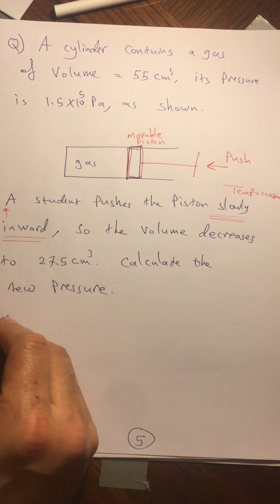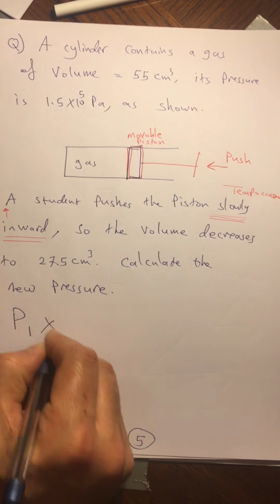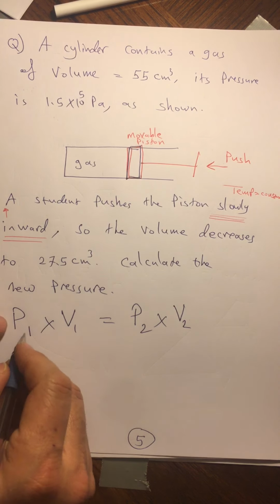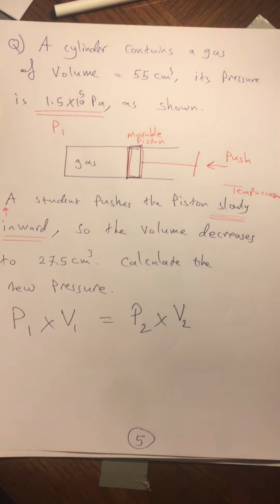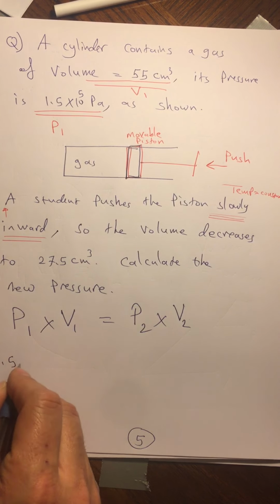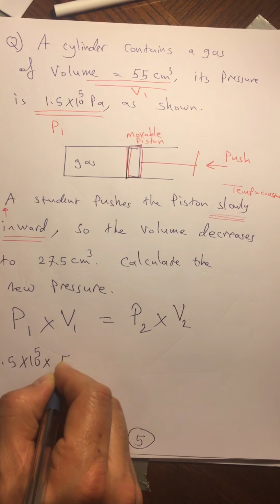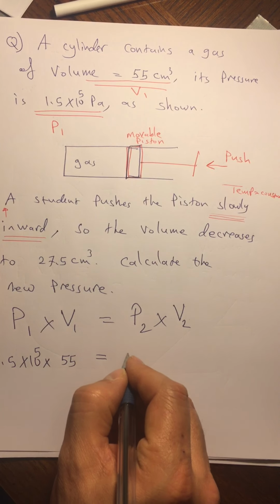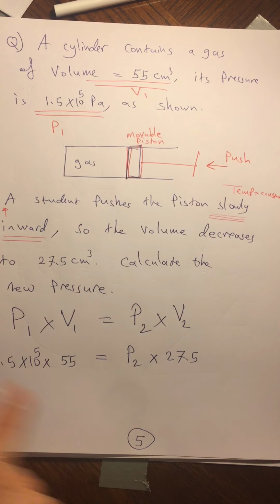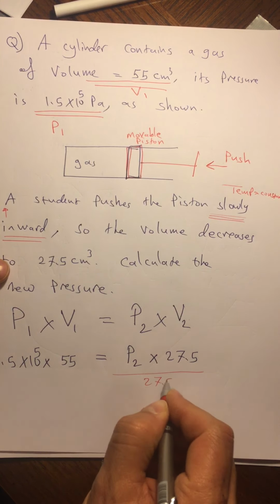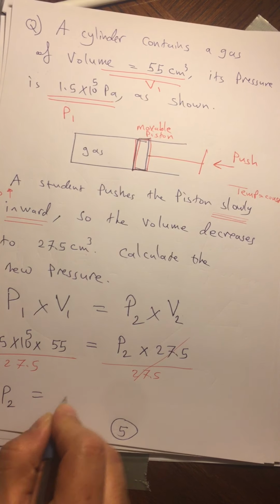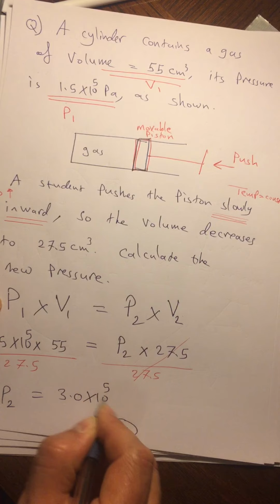Now, how do we do it? Here we have 2 pressures and 2 volumes. The pressure at the beginning is P1 and this is V1. So the pressure was 1.5 times 10 to the power of 5. The volume was 55. We want to know what will happen to the pressure if the volume now becomes 27.5. Simply divide by 27.5, these cancel out, so P2, just do it on the calculator, you will find the answer as 3.0 times 10 to the power of 5 Pascal.